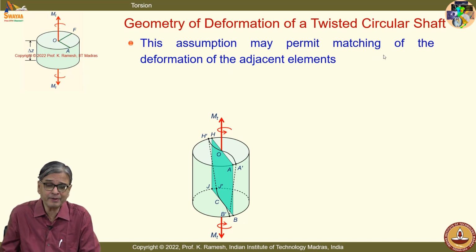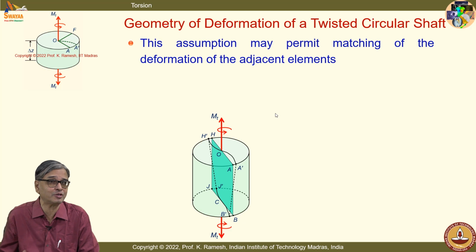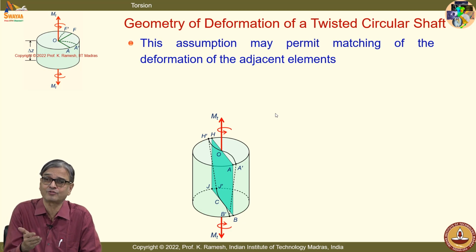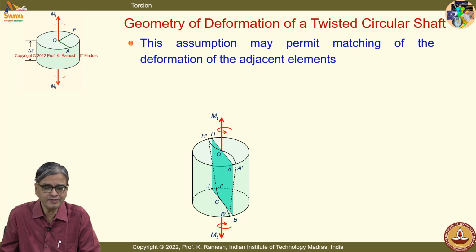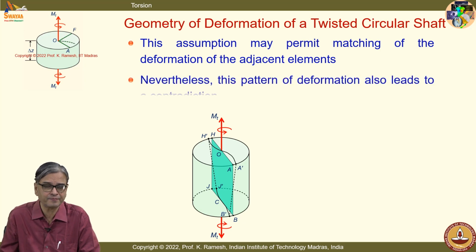This may permit matching. It does not say that when you hypothesize a priori you know whether it is going to match or not. It may permit, but when you investigate it very closely, what you will find is even this pattern of deformation also leads to a contradiction. How do you verify this?